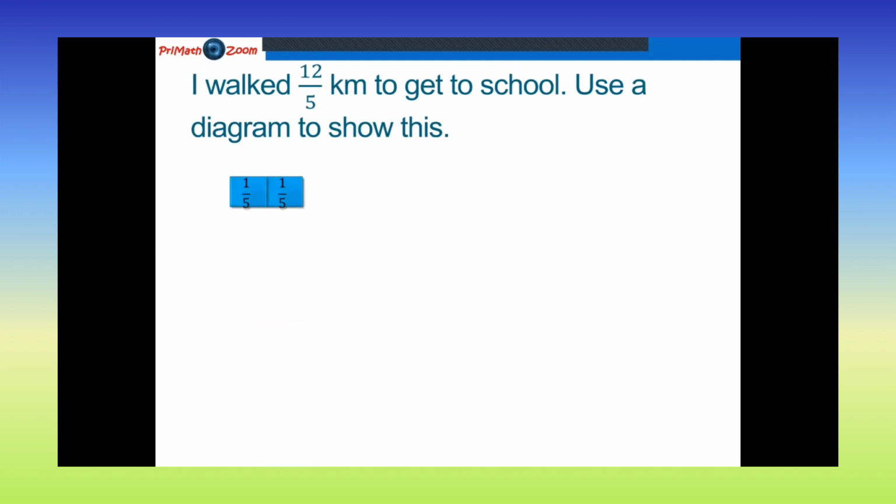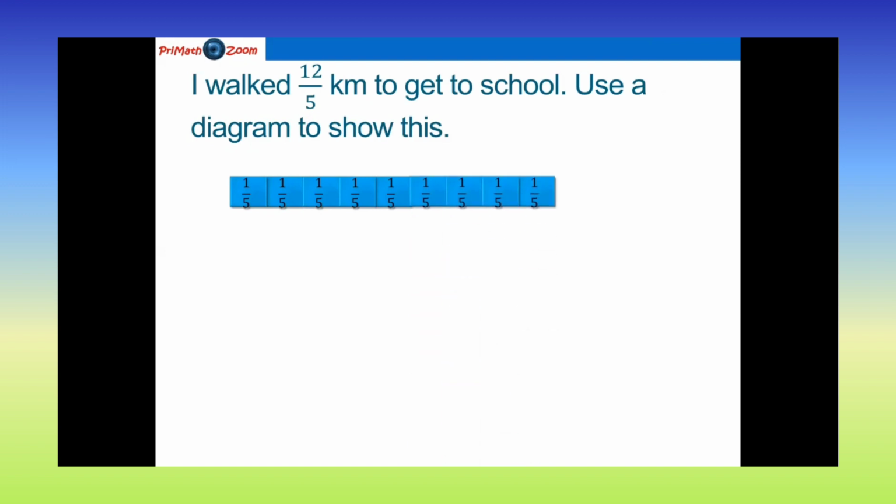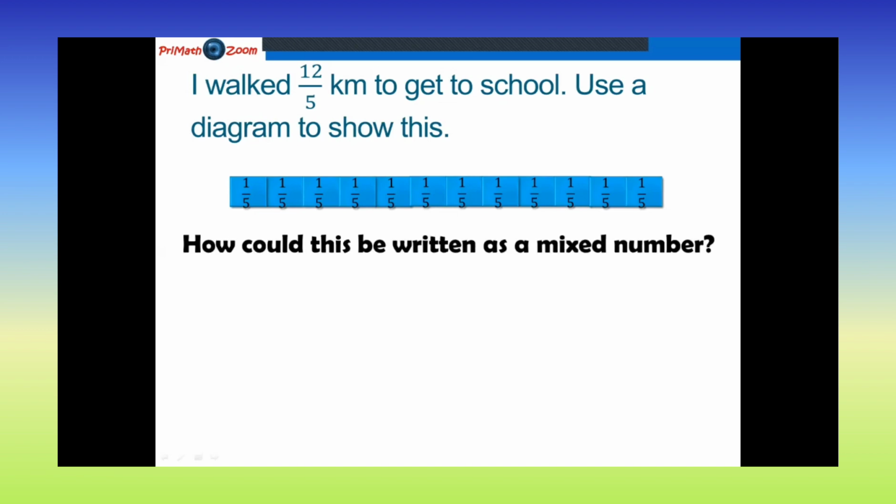1/5, 2/5, 3/5, 4/5, 5/5, 6/5, 7/5, 8/5, 9/5, 10/5, 11/5, and 12/5. So this represents 12/5. But how could this be written as a mixed number? We know that in one whole, 5/5 will make one whole. So let us see if we can create wholes from these fifths. So 1, 2, 3, 4, 5 would make one whole.